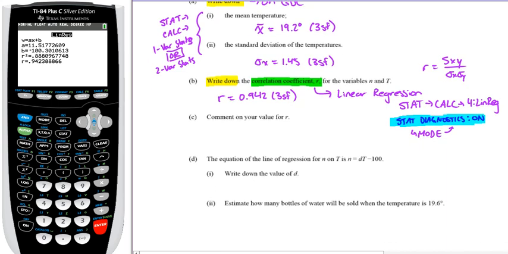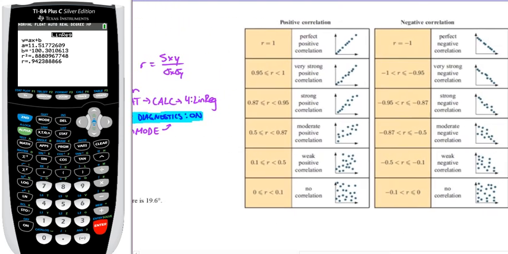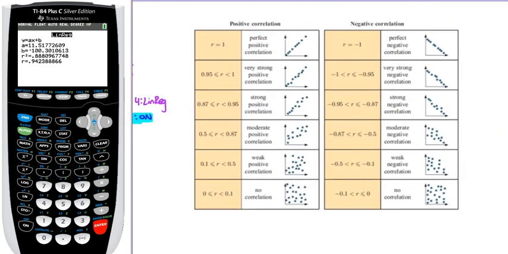So when it's asking you to comment on your value for R, what it's looking for is type of correlation, so strong, weak, moderate, etc., and direction, so positive or negative. And a helpful resource for this is this image we had in one of our lessons. So our R value is 0.942. We would usually classify that as a strong correlation. And because it's positive, it'll be an upward trend, and we'll classify that as a strong positive correlation.